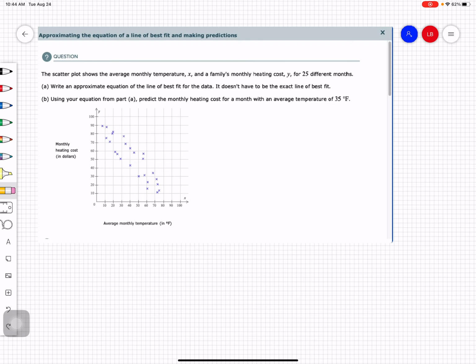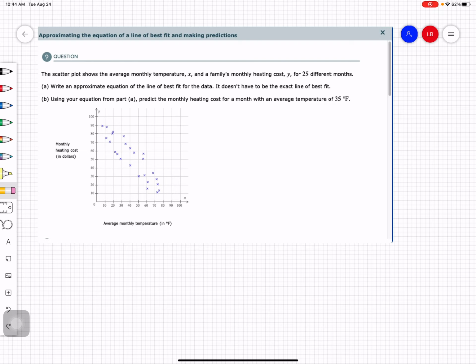So we have a scatter plot, and the scatter plot here shows the average monthly temperature, X, and a family's monthly heating cost, Y, for 25 different months. So you have the average temperature outside and the cost that they are spending on their electric bill or heating costs that month.